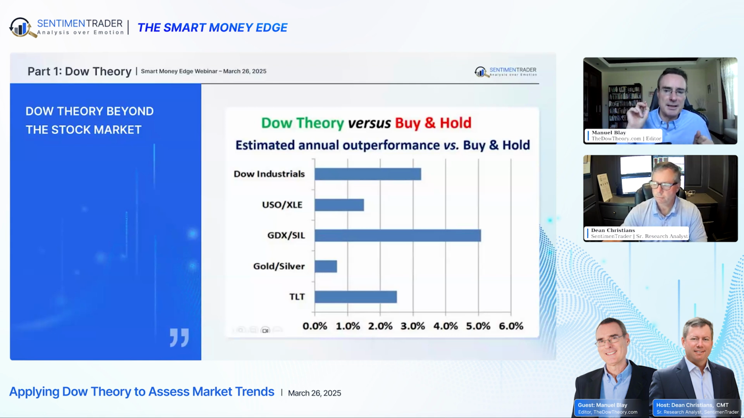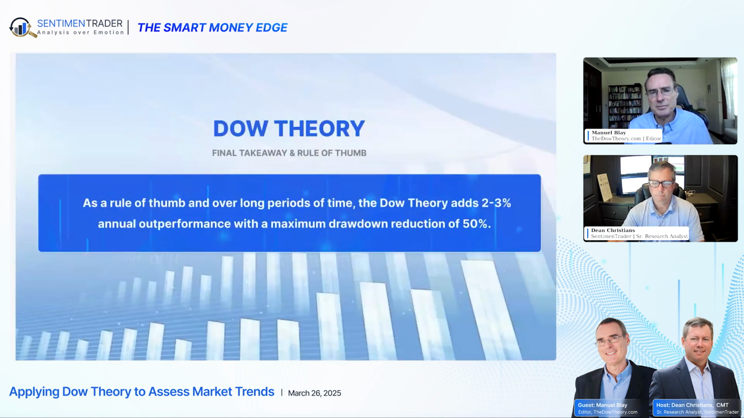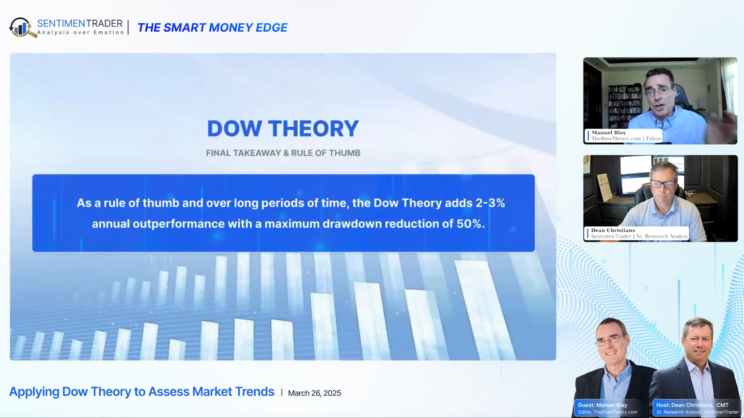So maybe we'll see the next slide. Here you have the rule of thumb. As a rule of thumb, and over long periods of time, the Dow Theory adds 2-3% annual outperformance with a maximum drawdown reduction of 50%. So this is more or less what you can expect.